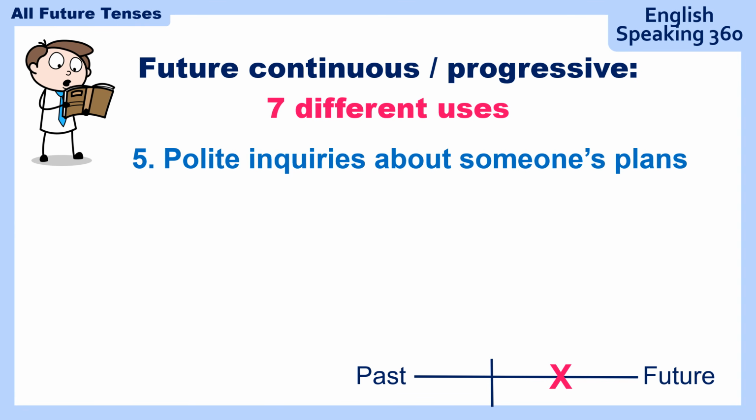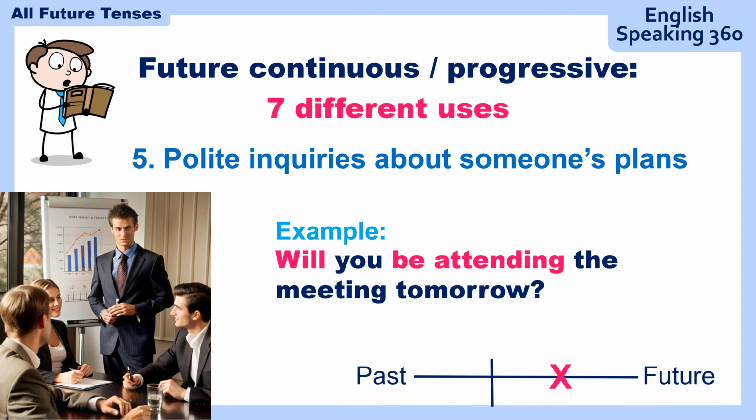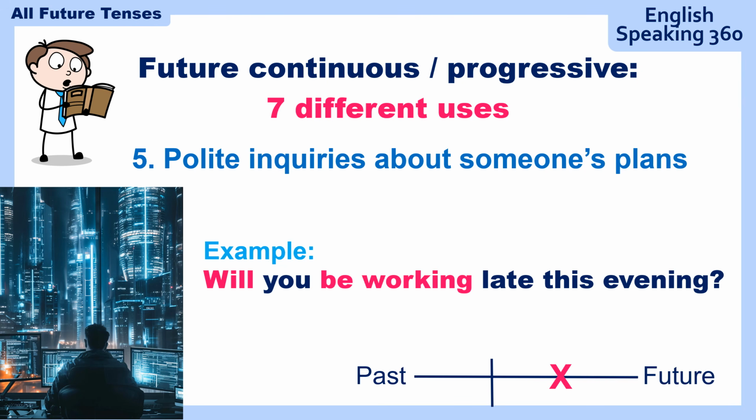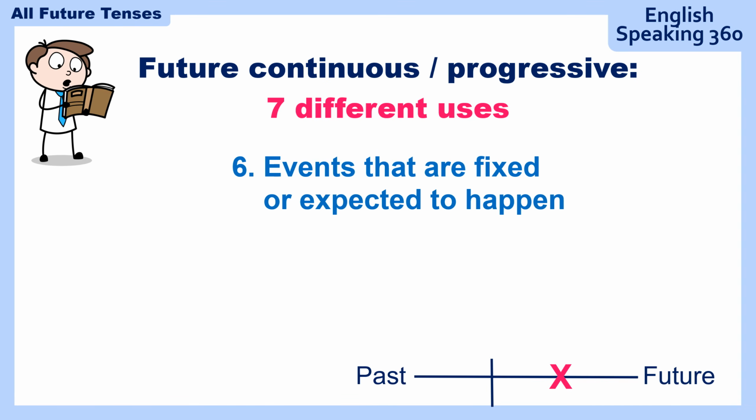Number 5, polite inquiries about someone's plans. This one is quite useful because it helps you to make polite questions. Will you be attending the meeting tomorrow? Very nice. Will you be attending? You're inquiring about the person's plans for the future. How about this one? Will you be working late this evening? Excellent.